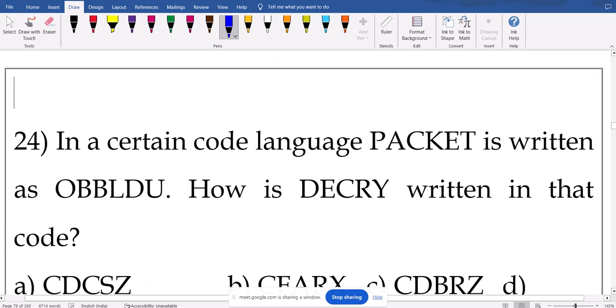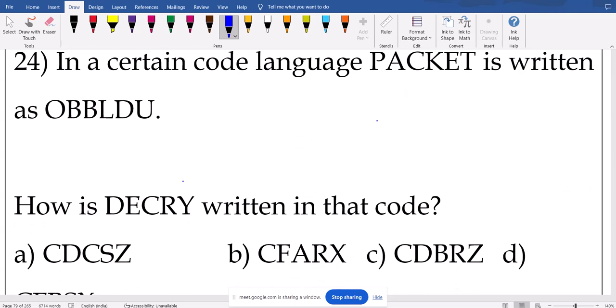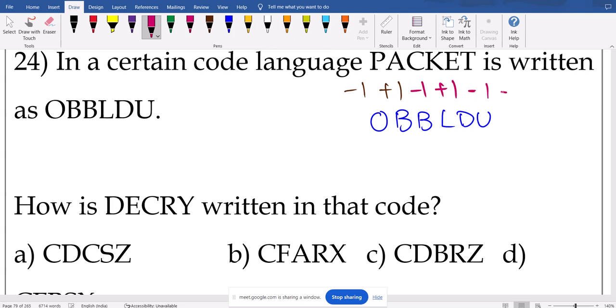Now what about this one? Packet. They have given only one code, so write it below, then you will get the idea how to answer that. So OBB, LDU. So -1 plus 1, -1 plus 1, -1 plus 1, they keep doing that. So O previous letter N, B next letter C. We need the option with NC.